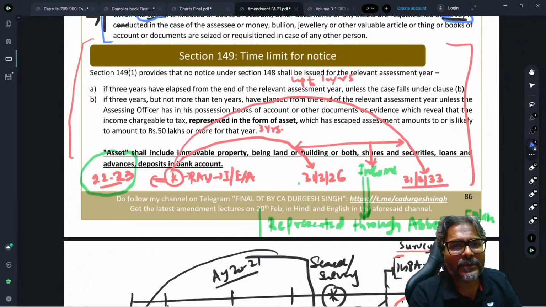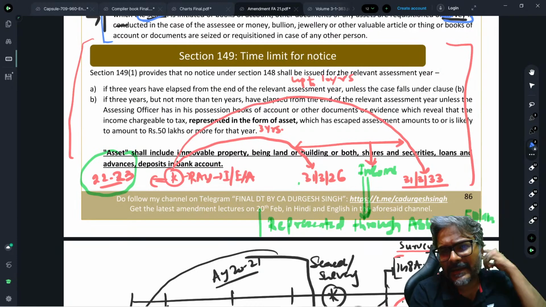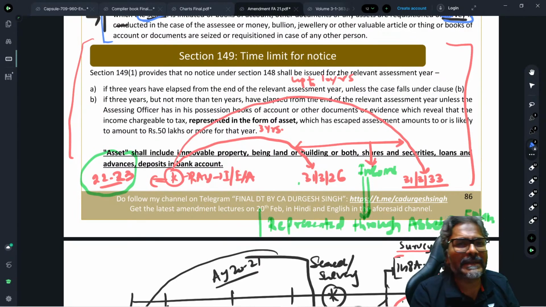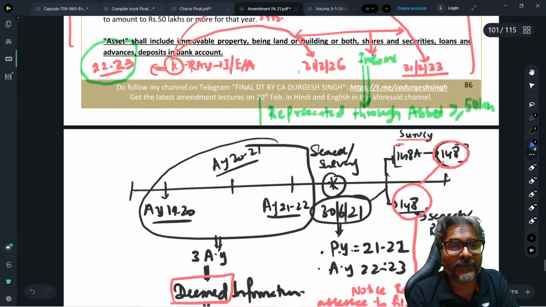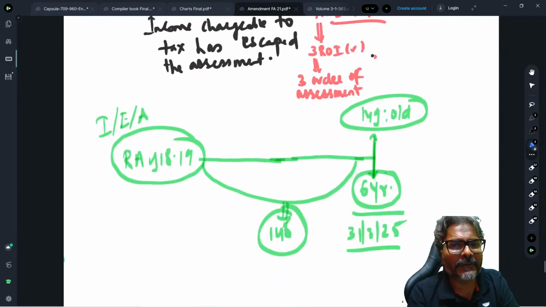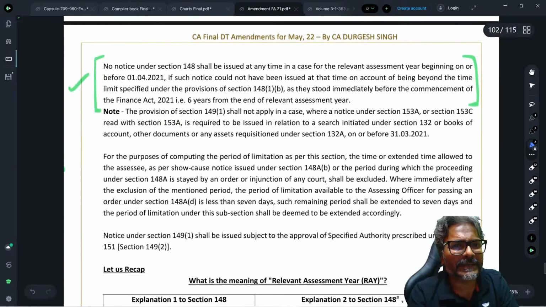Okay, time limit, students. As you know, up to 3 years is there, and 3 years to 10 years is there. For 3 years to 10 years, students, it is only in the case of an exceptional case, and that is the case wherein the undisclosed income which is represented by the asset is for more than rupees 50 lakhs. Okay, so that is a point which has been given to you over here.